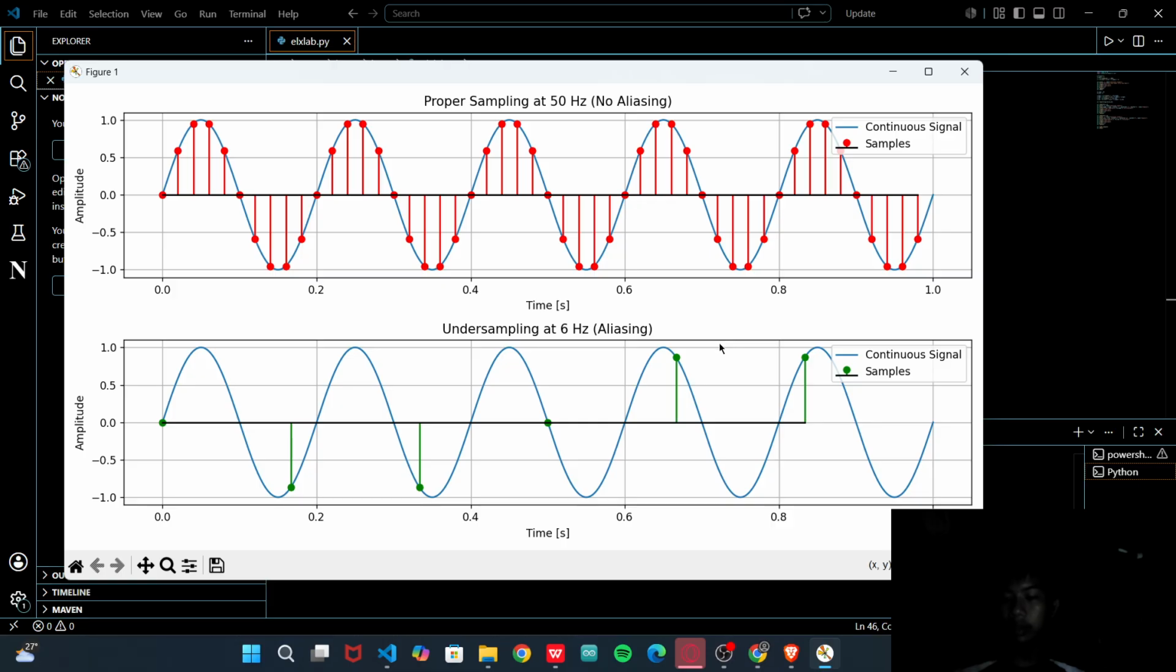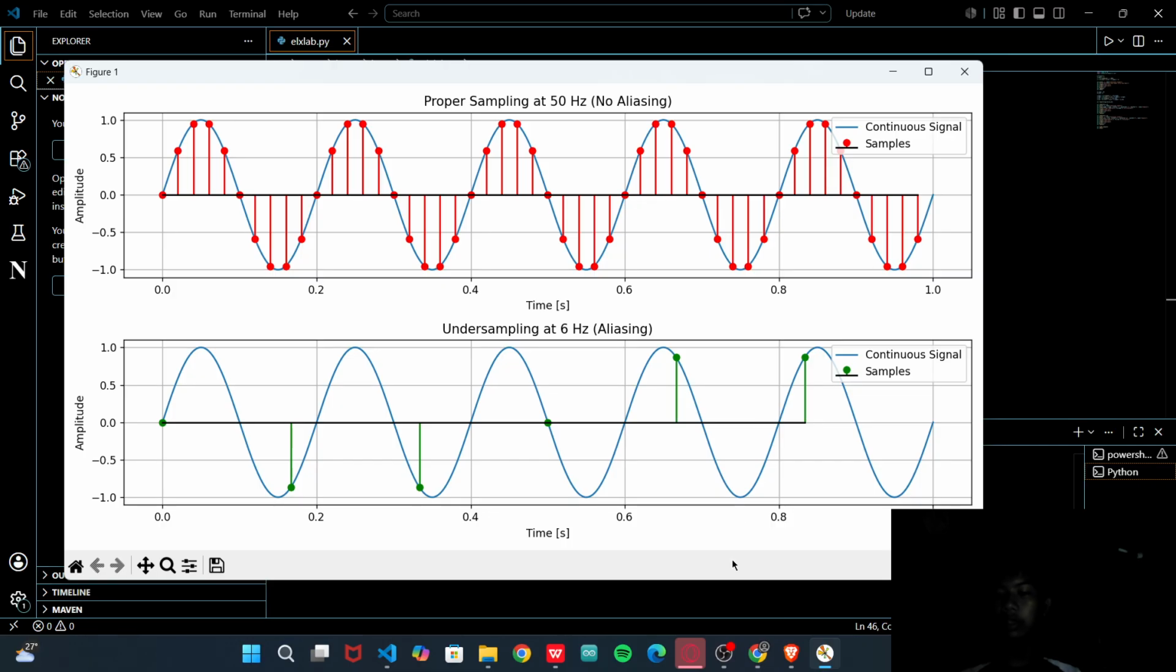Then the second subplot is undersampling at 6 Hz. In the second subplot, we show the continuous sine wave in blue. Then we overlay the samples taken only at 6 Hz, using green. As you can see, this does not look like the original wave. The samples are too sparse to capture the true oscillation. If you connect these green samples, they would form a much lower, incorrect waveform. This phenomenon is called aliasing. The high frequency 5 Hz appears as a false low frequency signal.